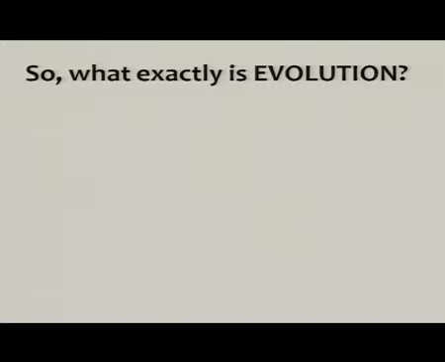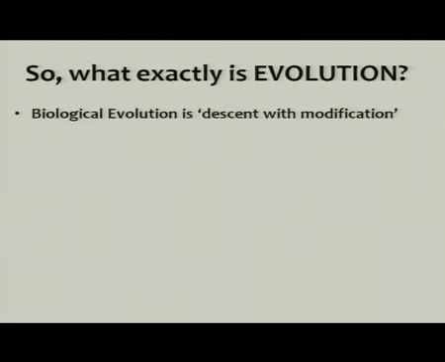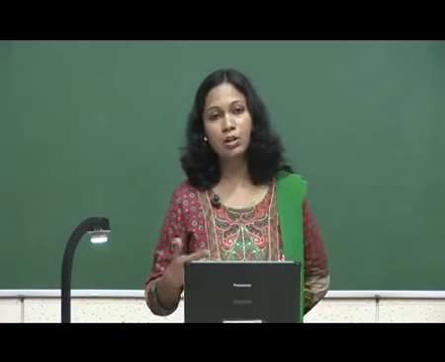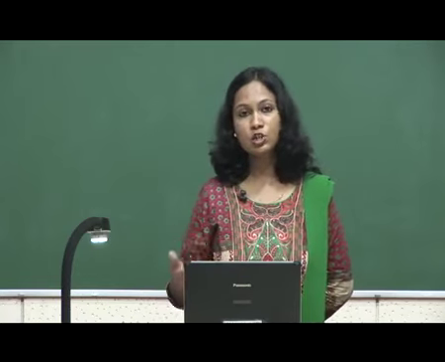So, now coming to what exactly is evolution? Is the origin of earth, the origin of the universe, evolution? No. The origin of earth and the origin of life is not evolution, but how these life forms have changed over a period of time is actually biological evolution. Biological evolution is also known as descent with modification. Descent with modification means that life forms are appearing generation to generation on this earth with certain changes.